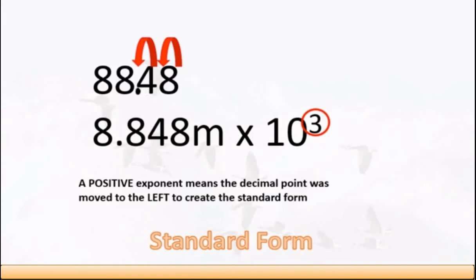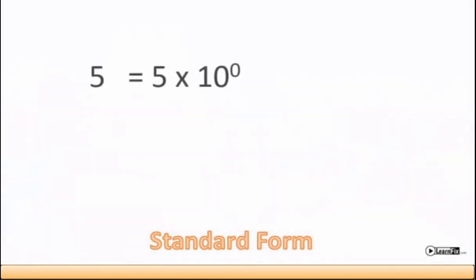If necessary, to keep things in standard form, the index can be 0, showing that the number is multiplied or divided by 10 0 number of times. So a value of 5 is written as 5 times 10 to the power 0, and a value of 50 is written as 5 times 10 to the power 1.